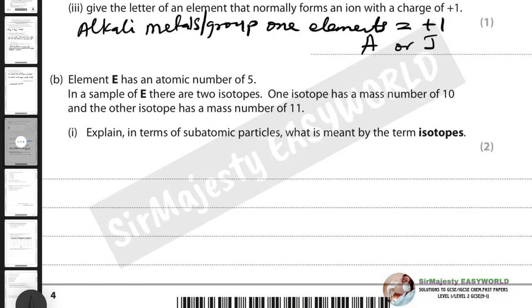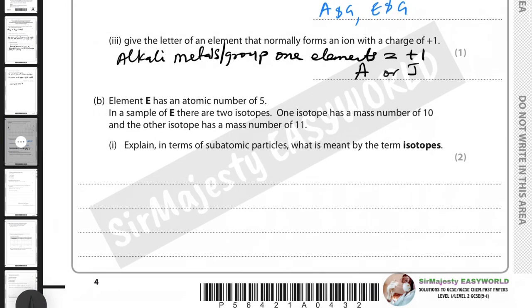Now, element E has an atomic number of 5. In a sample of E, there are 2 isotopes. One isotope has a mass number of 10 and the other isotope has a mass number of 11. Explain in terms of subatomic particles what is meant by the term isotopes. This is just trying to tell you, you have to define isotopes here.